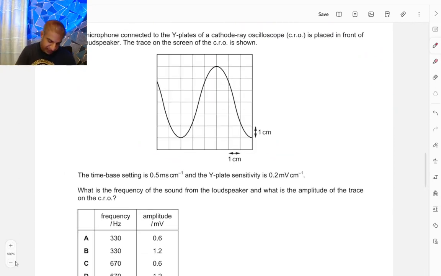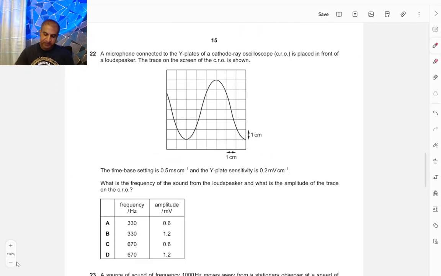Okay. So finally, we are in the territory of waves. Waves are fun things to deal with. The time-based setting is this. So we happen to have another time-based question. The Y-plate sensitivity is 0.2 millivolt per centimeter. That means one box in the vertical direction is equal to 0.2 millivolts. So if we have two boxes, that means 2 centimeters would be 0.4 millivolts and so on.